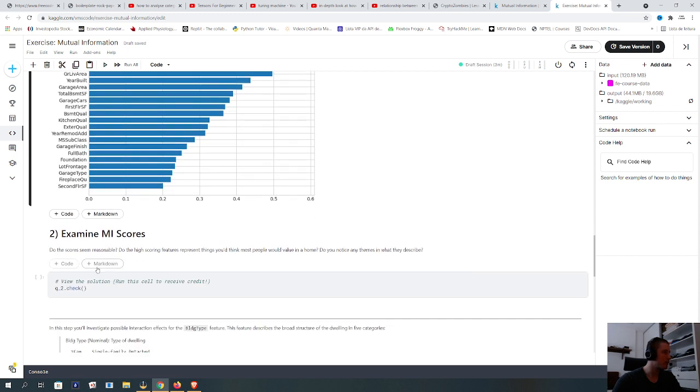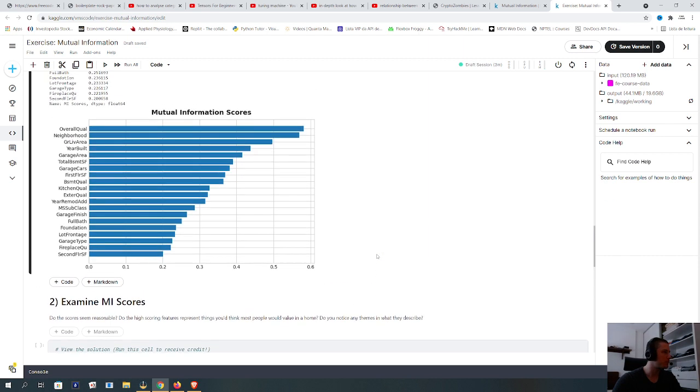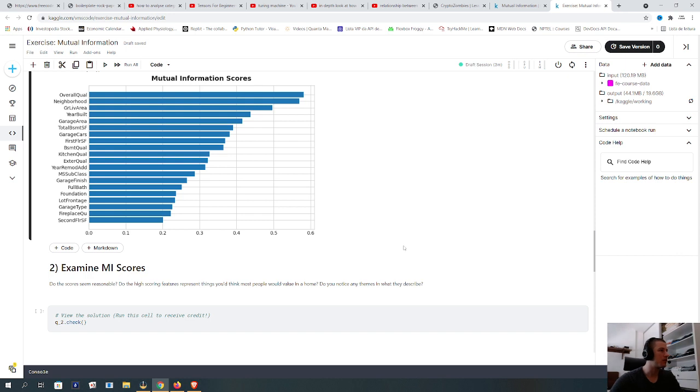Do the scores seem reasonable? Do the high scoring features represent things you think most people would value in a home? Do you notice anything in what they describe? So yeah, overall quality, neighborhood, garage. I think GrLivArea is garage living area, something like that. Garage area, no, so it's something else. I'm not sure what that means. But I think it makes sense.